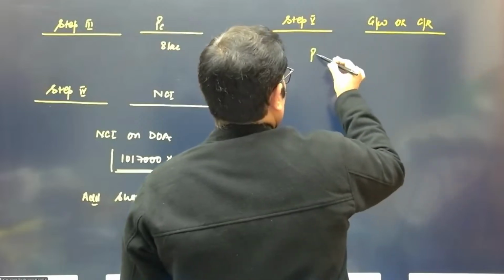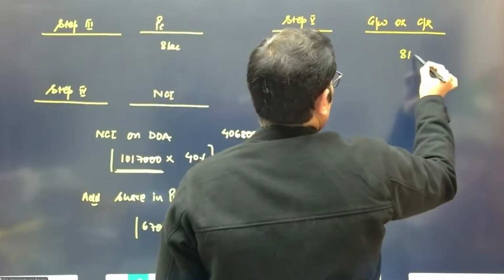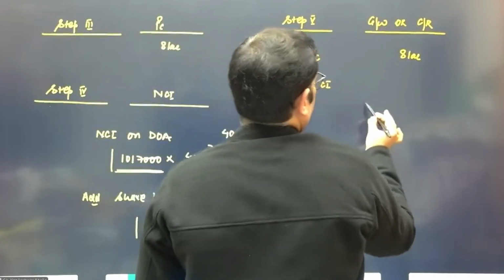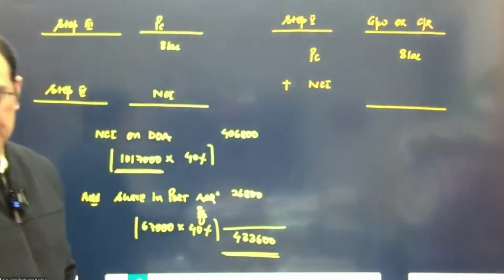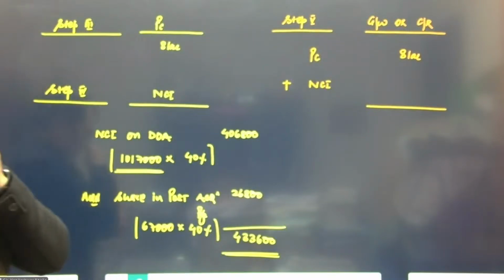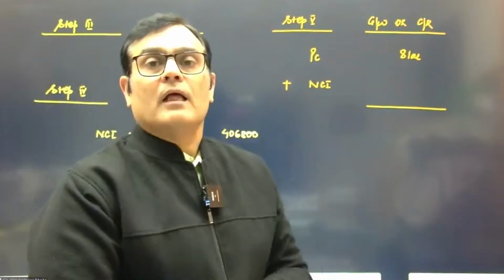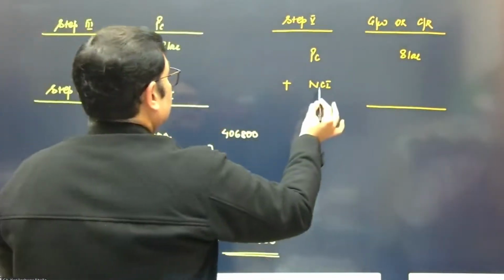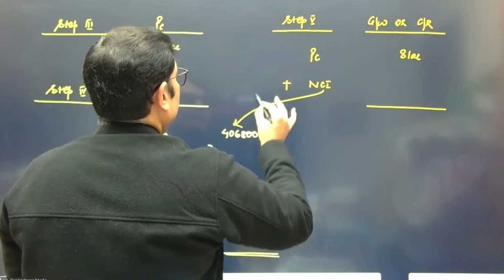So we take the purchase consideration, that is 8 lakhs, and to this we add NCI. Tell me what is the NCI to be taken. Tell me what is the NCI I am supposed to take in this particular case. Shall I consider this NCI that is 406,800? No.